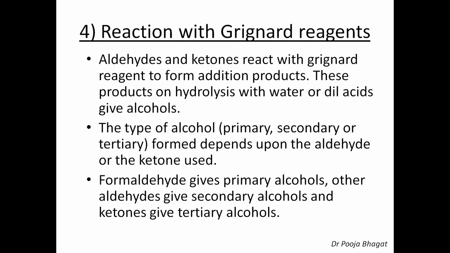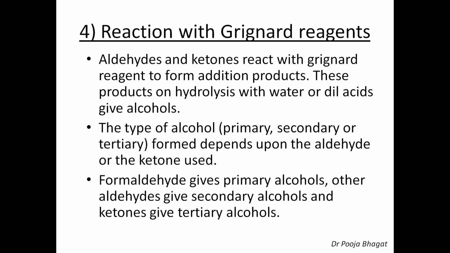And now the last reaction, with Grignard reagents. Aldehydes and ketones react with Grignard reagent to form addition products. These products on hydrolysis with water or dilute acids give alcohols. I will show you the reaction in my next slide. So aldehydes and ketones react with Grignard reagent. I think all of you know what Grignard reagents are. Grignard reagents are RMgX. So aldehydes and ketones give alcohols when they are treated with Grignard reagent.